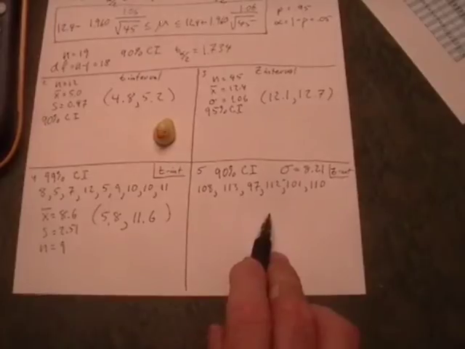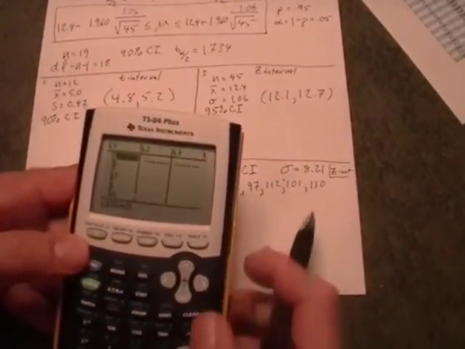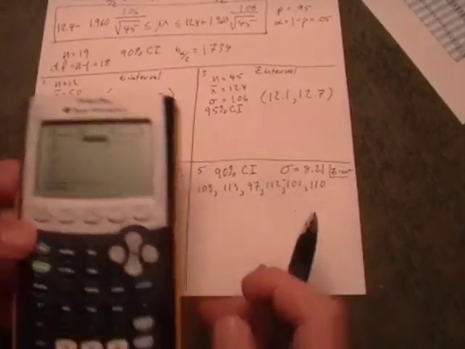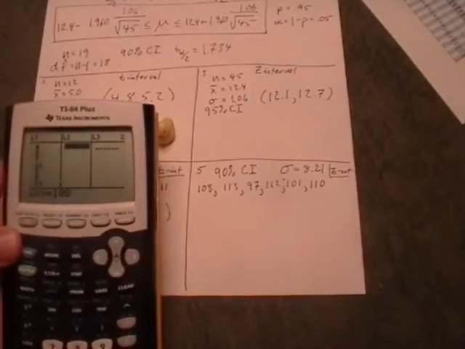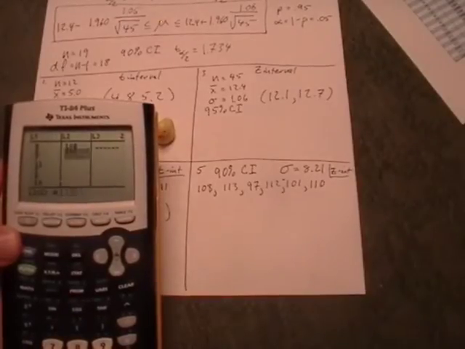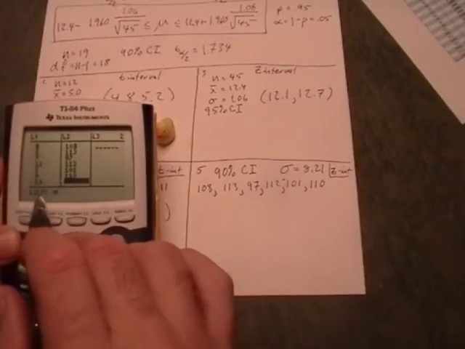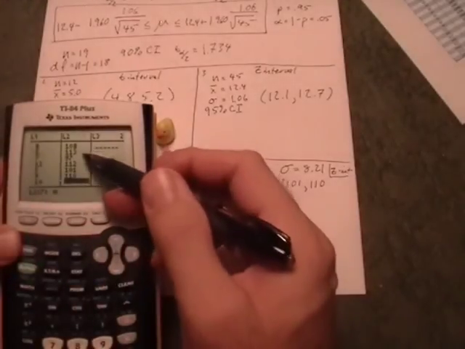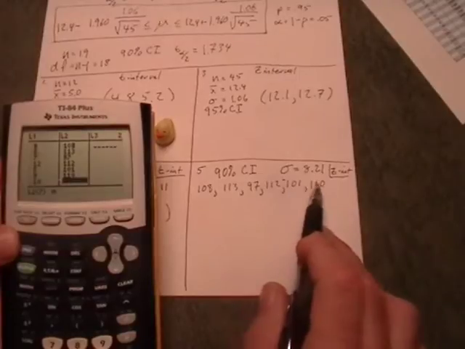This problem. So now I'm going to go Stat, Edit. I'll switch to List 2. I'll type in the numbers. So it's 108 and 113 and 97 and 112 and 101 and 110. The next line would be the 7th number, so I must have typed in 6 numbers. 1, 2, 3, 4, 5, 6.